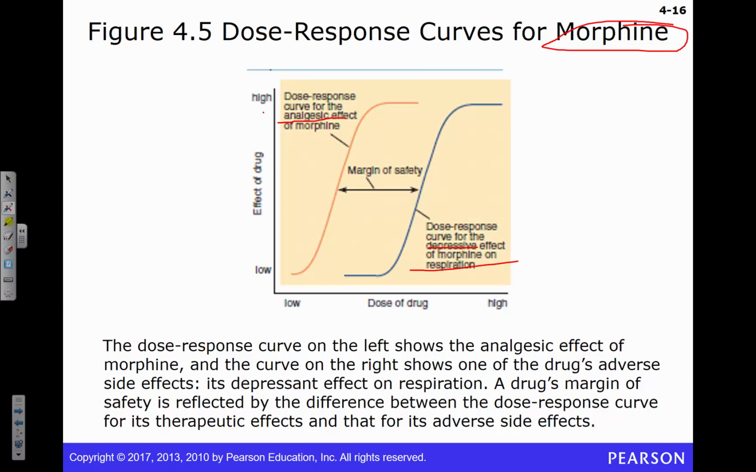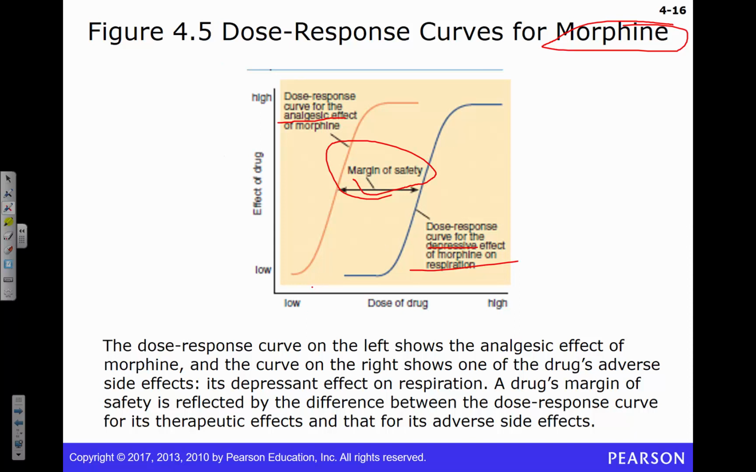The gap here is what we call our margin of safety. This ratio is going to be our therapeutic index. The farther these two curves are apart, the safer the drug. The closer they are together, the more likely you are to die from it. Okay?